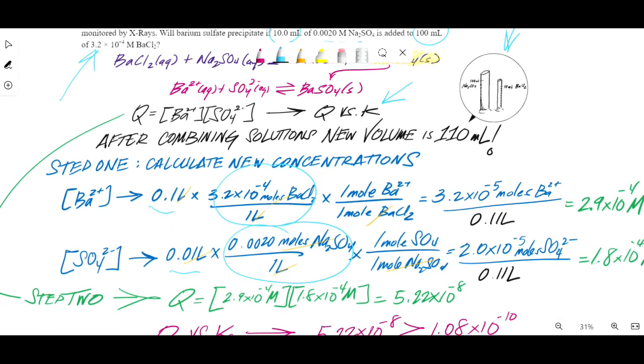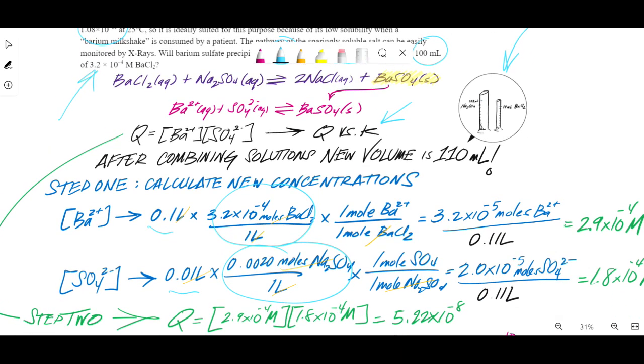I hope so far you followed where all these numbers are coming from. This is all just given information. Now, the next step is I want to get to the moles of barium and the moles of sulfate. Why do I care specifically about those? Because those are the two things that are going to be included in our Q calculation. So I need to know the concentration of barium and sulfate.